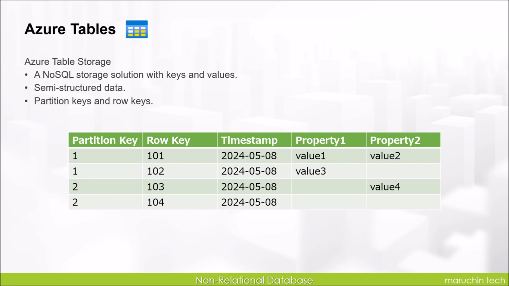Azure Table Storage has keys called partition keys and row keys. The row key uniquely defines the item in each row. On the other hand, the partition key can improve performance and scalability by dividing the table into multiple partitions.